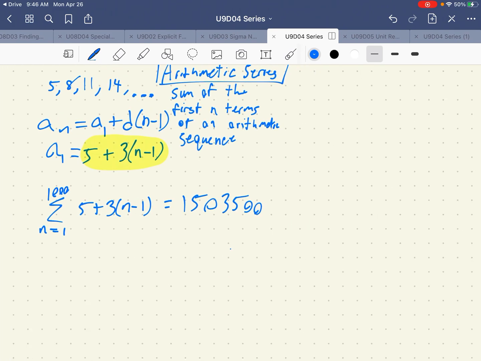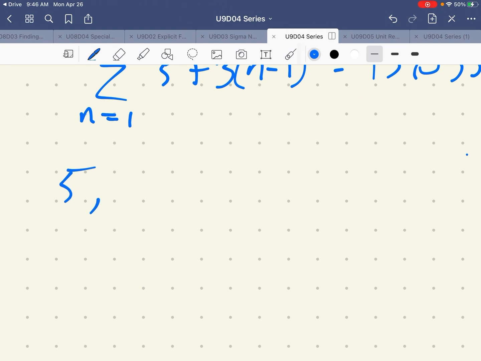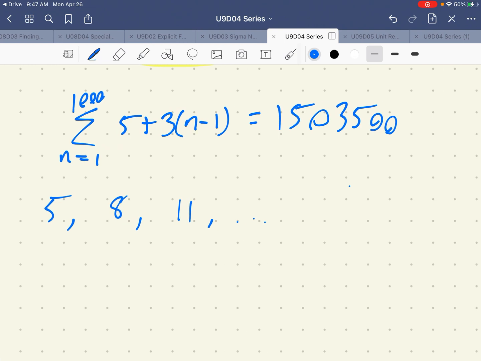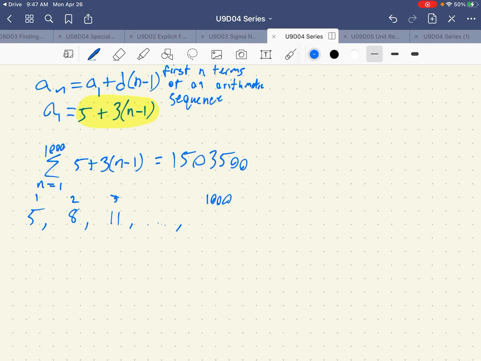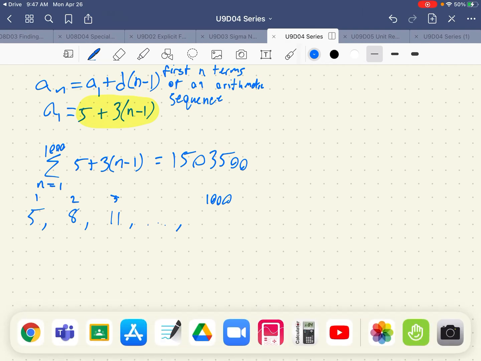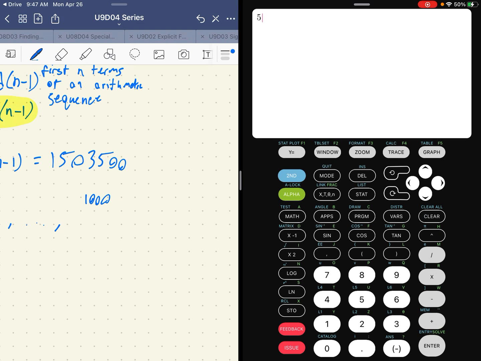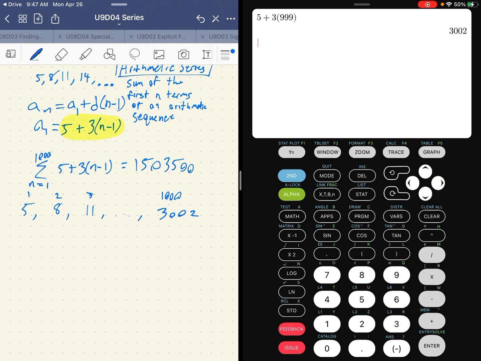So the way this is going to work is that if I have a list of numbers, let's say we'll use the sequence that we were given, 5, 8, 11, etc., all the way down to the last number, the 1,000th number. So this is term 1, term 2, term 3, and so on. At some point I will eventually reach the 1,000th term. The 1,000th term will be 5 plus 3, 999 times. So let's see what that is equal to. We start at 5, and we add 3, 999 times to find the 1,000th term. That is 3,002.